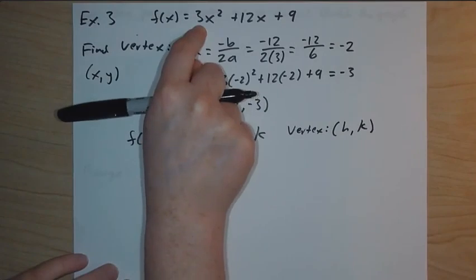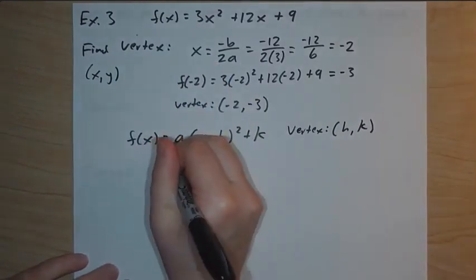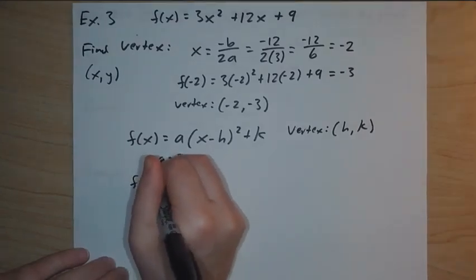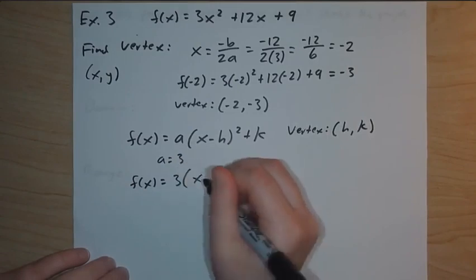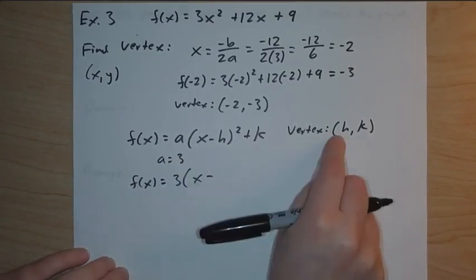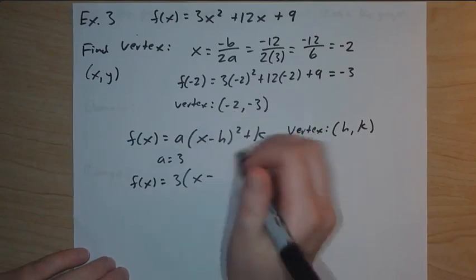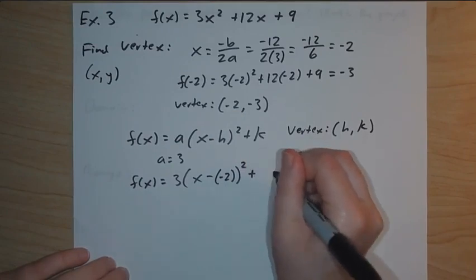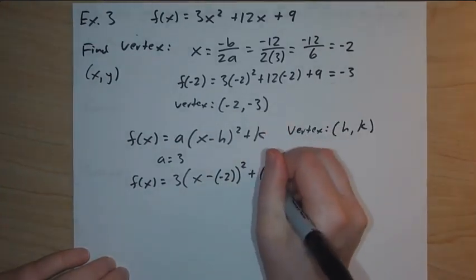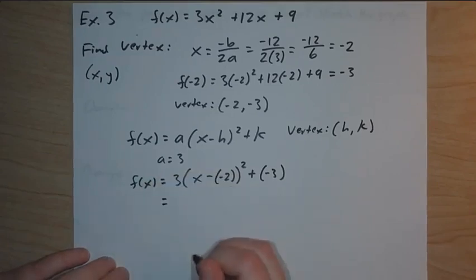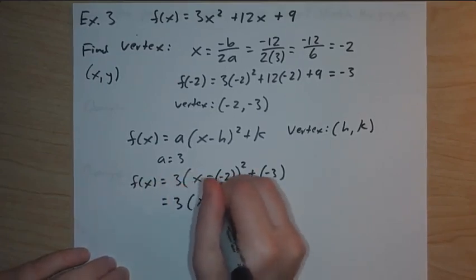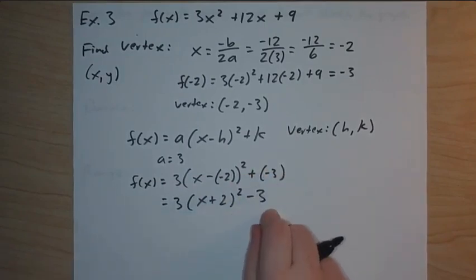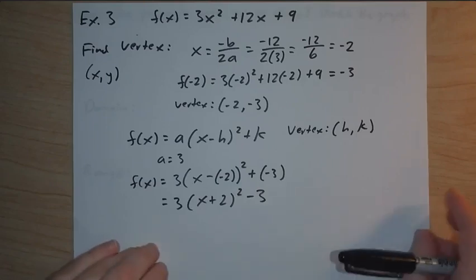So a is our leading coefficient. It's going to be 3, so I'm just going to write that there. A is equal to 3 as it is our leading coefficient. So f of x is equal to 3 times x minus our h value, which is negative 2. This is minus negative 2 squared plus k, which is negative 3. We can rewrite this a little prettier. This is 3 times x plus 2 squared minus 3. We will use this later on to look at transformations, among other things.